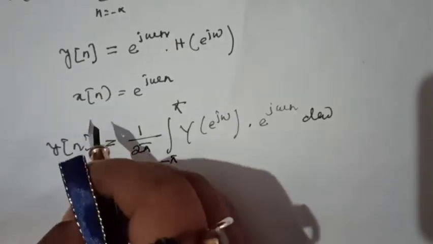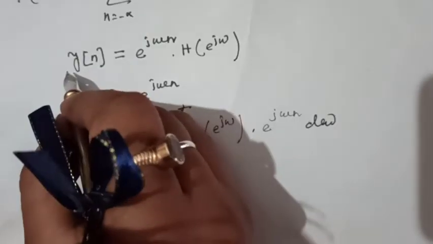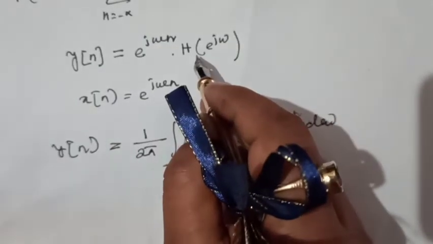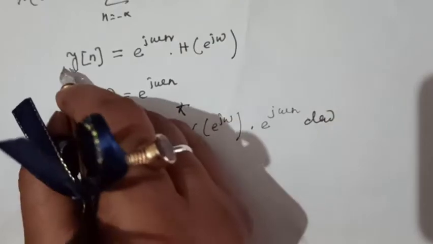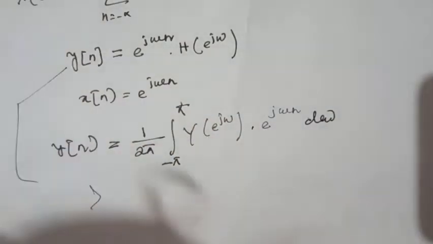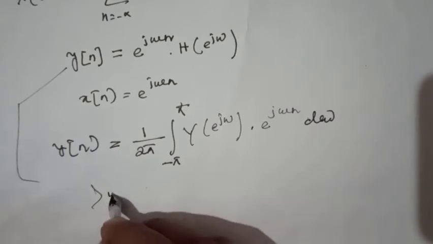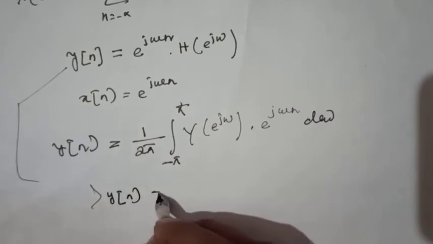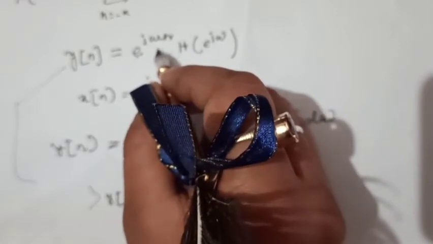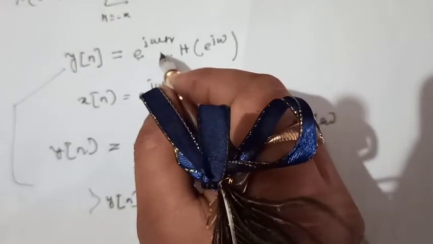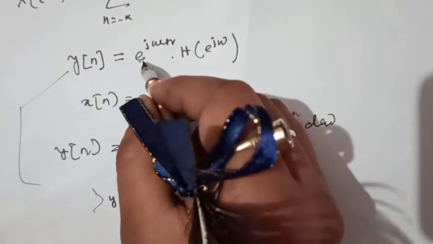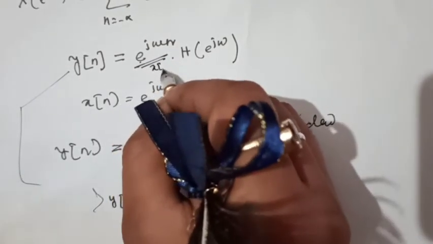Now, as you can see, this y of n is e to the power j omega n into h of e to the power j omega. From this we can write that y of n is equal to this e to the power j omega n, which is nothing but your x of n, that is, just an input x of n.